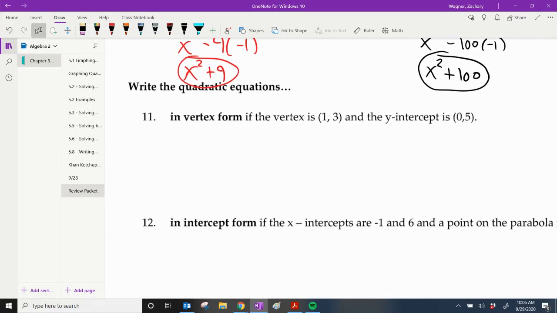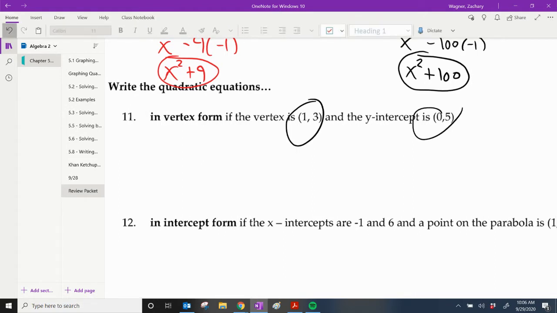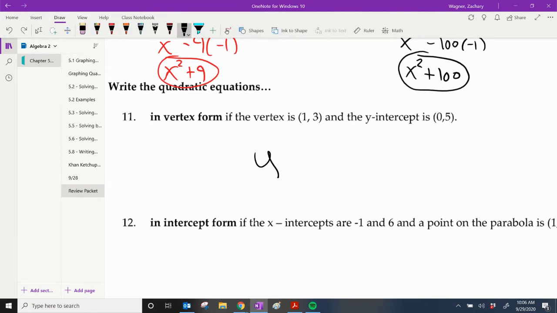Next is write the following quadratic equations. Create one in vertex form if this is your vertex and this is your y-intercept. Now, make sure, come test time, that you guys have written down your forms. You want these easily accessible, right? You will be able to look at this. Like usually, a normal test, you will not be given this information, but you can have this information available for you.